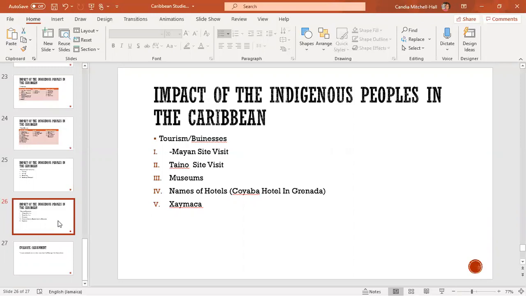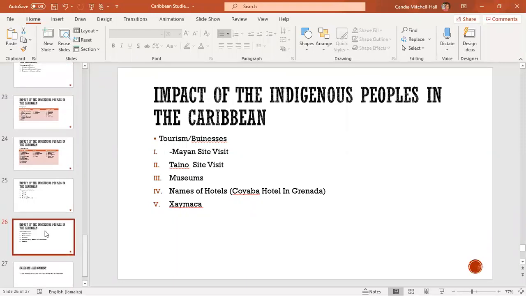We have quite a lot of museums and hotels with indigenous names, such as Coyaba Hotel in Grenada. Coyaba means heaven. And you have quite a lot of Coyaba hotels all across the Caribbean. So imagine when you advertise a Coyaba Hotel, people know that you're going to heaven. And in Jamaica, we have businesses that use the name Jamaica. I can't remember which one, but we have businesses that use that name.